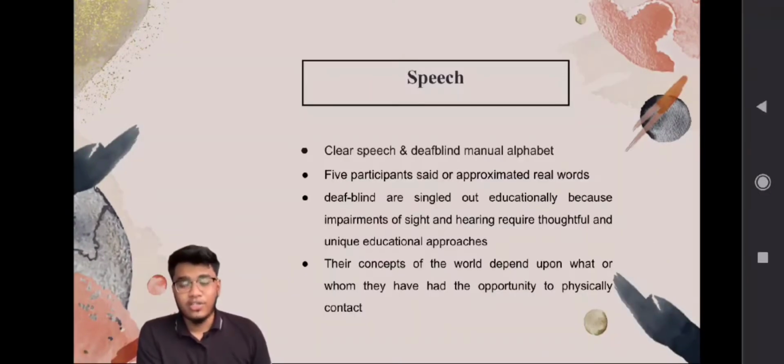Second result is speech. Clear speech and the deaf-blind manual alphabet play a major role in the deaf-blindness topic. The deaf-blind manual alphabet is a method of spelling out words on the deaf-blind person's hand, with each letter denoted by a particular sign or place on their hand, which you can refer to in the first slides. So it means that they use the hand to communicate.